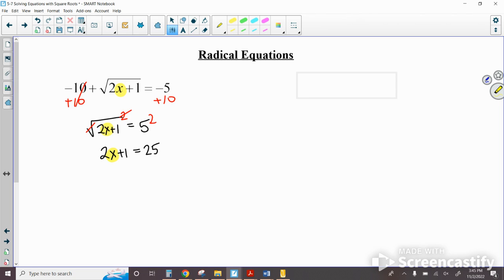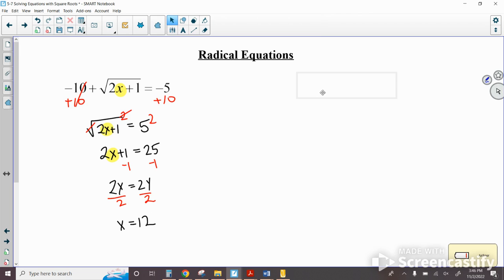If I want to get x by itself, I first have to get rid of the 1, so we subtract that on both sides, and we have 2x equals 24. Then to get rid of the 2, we divide both sides by 2. And there you have it: x equals 12. We are done. So that is a radical equation. You're just working your way towards the inside to get x by itself and using opposites to get rid of pieces until you have x by itself.